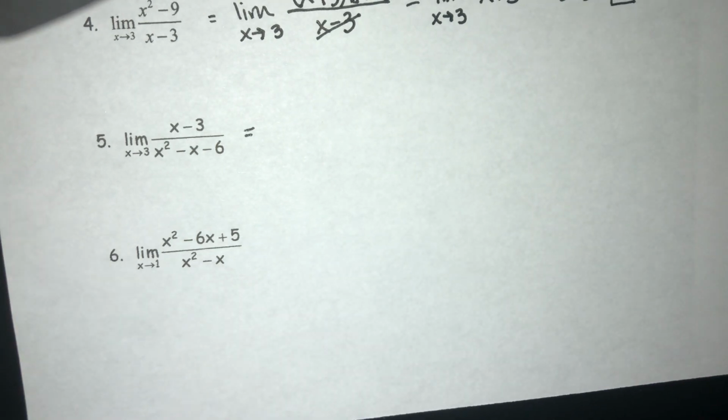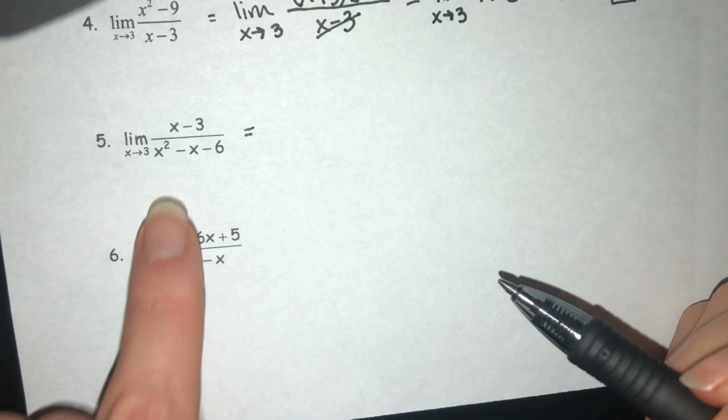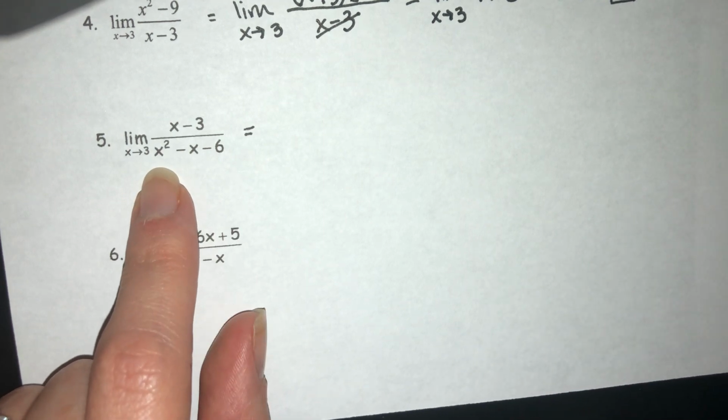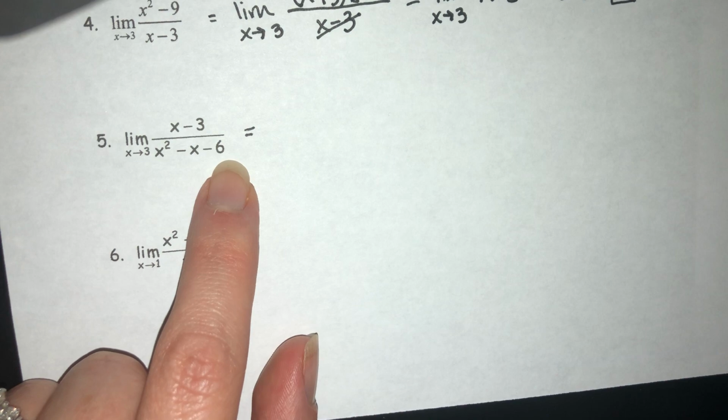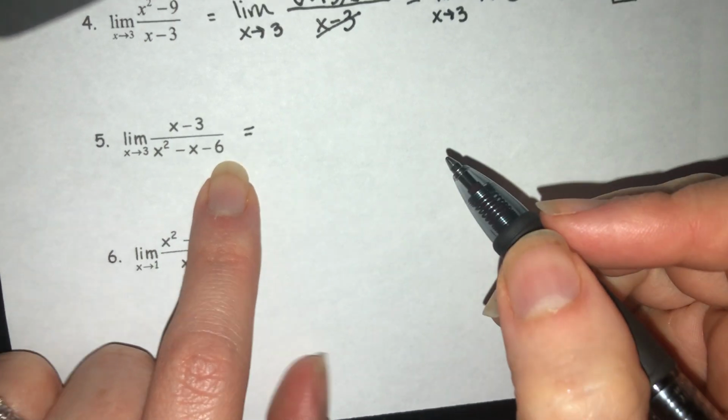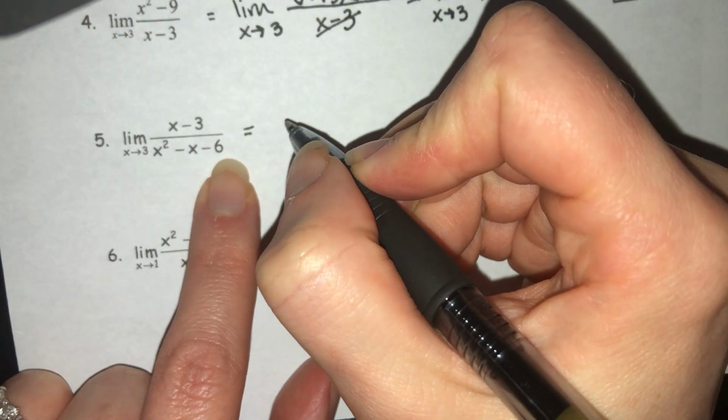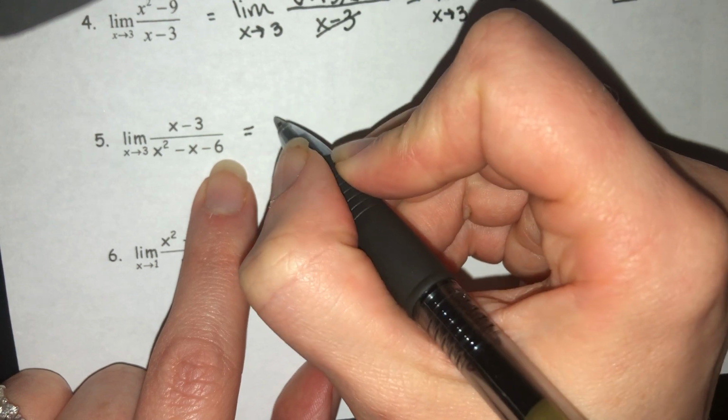We have the limit as x approaches 3 of the x minus 3 in the numerator and x squared minus x minus 6 in the denominator. So can we do direct substitution? Well, 3 squared is 9. Subtract 3 gives you 6. Subtract 6 gives you 0. No, direct substitution will not work. So we are going to factor and simplify.